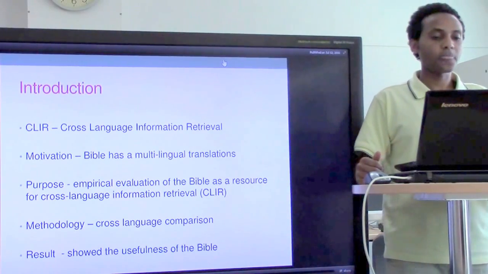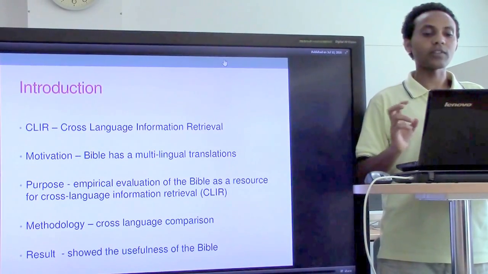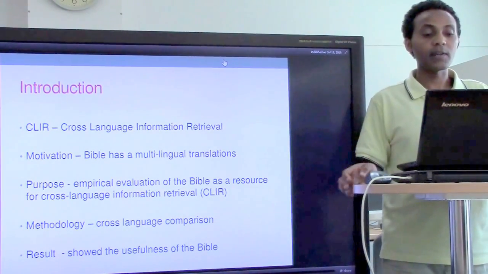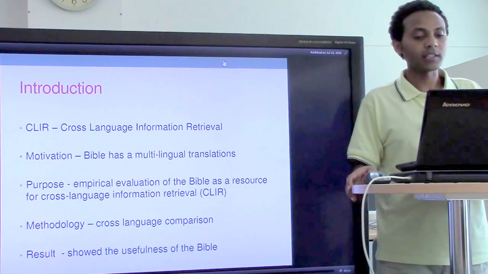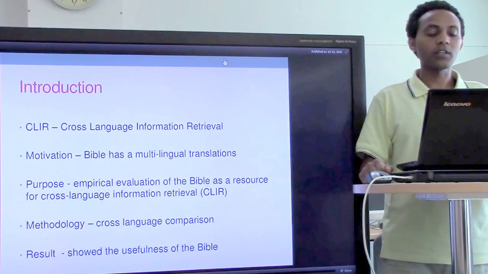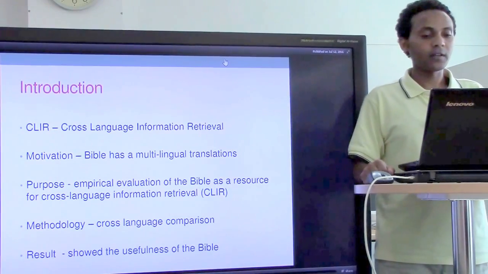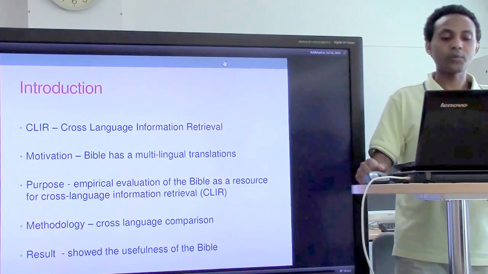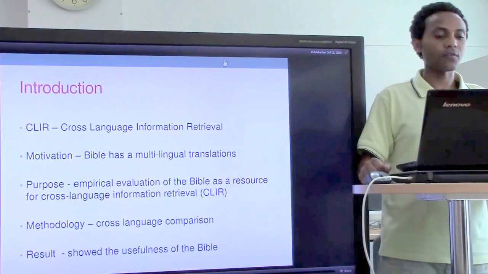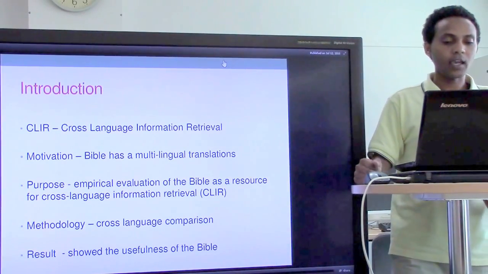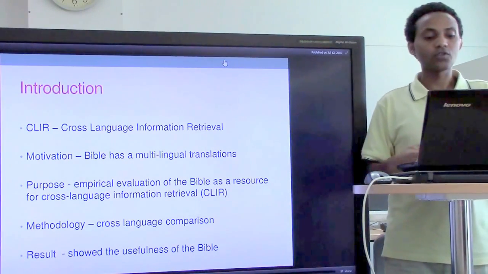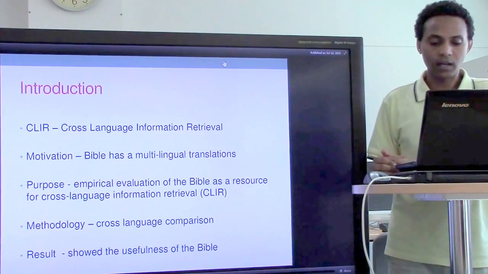So in this process, there is a need to translate the source query into the target query. And the motivation of the researchers is similar to this. There is a multilingual translation or collection of books, which is called the Bible, which is the holy book of the Christians. So the purpose is to evaluate empirically whether the Bible can be used as a source for cross-language information retrieval. And the methodology that they have used for their evaluation is cross-language comparison, and they were able to show the usefulness of the Bible for CLIR tasks.